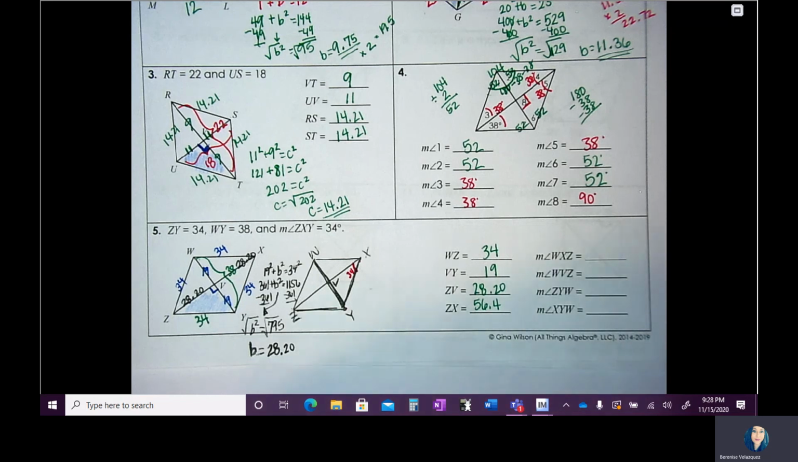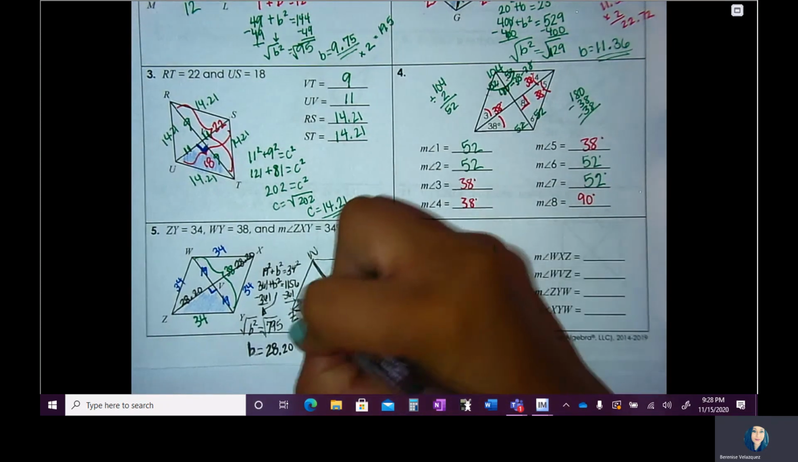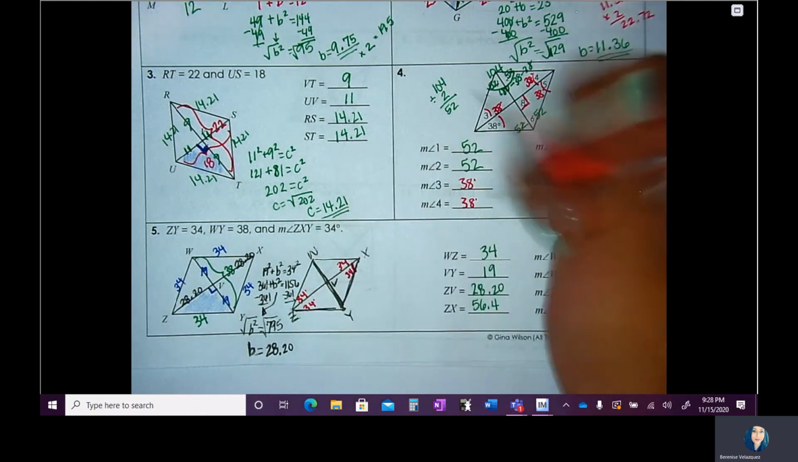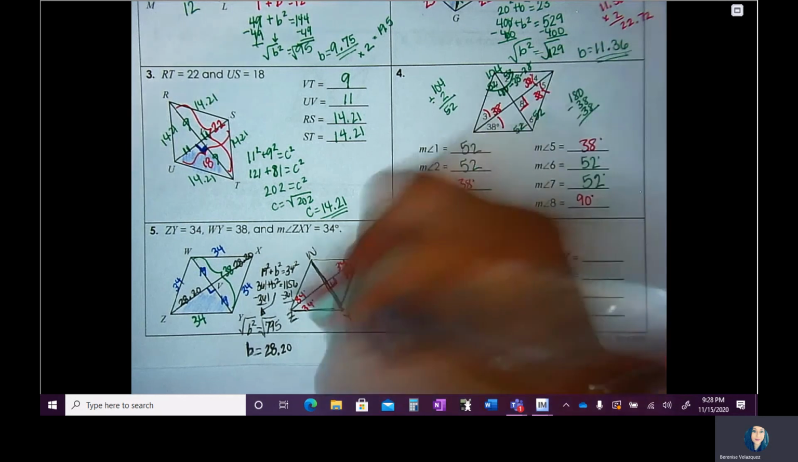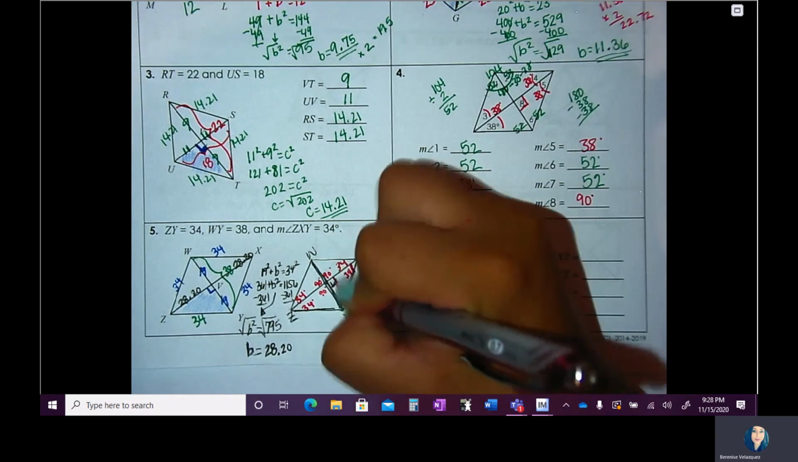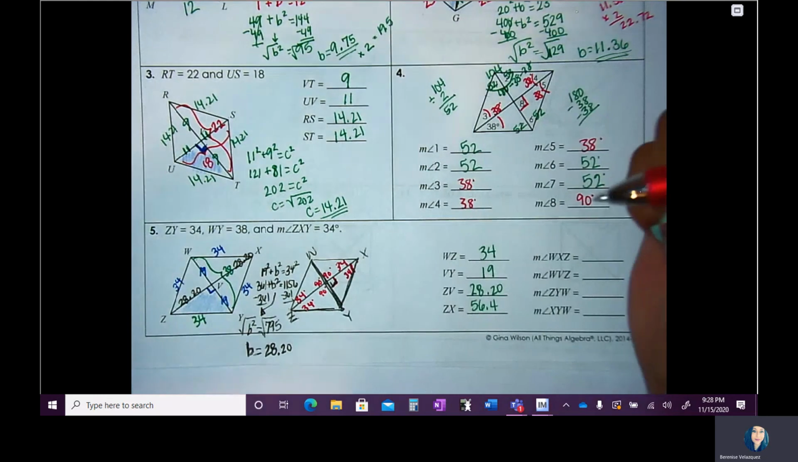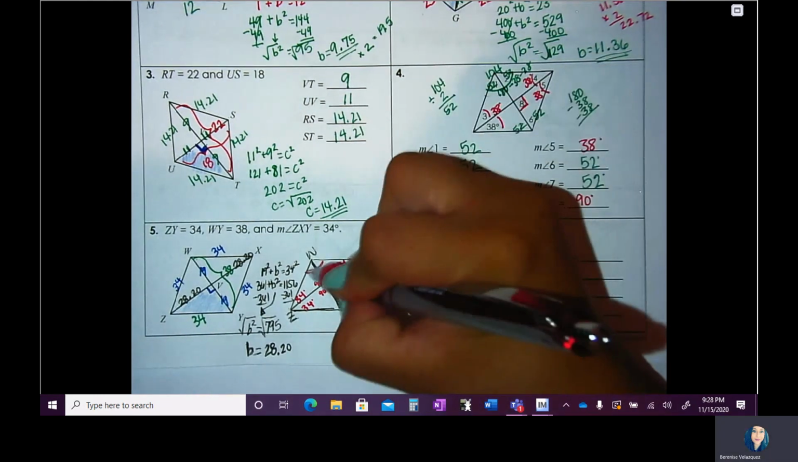Okay, so we're going to move on and concentrate on angles now. For my angles, I know that this is 34. I know that that's 34, this one's 34, this one's 34, and this one's 34. I know that this corner here is 90 degrees. So all of them are 90 degrees. I don't know if you caught that, but whenever one corner is 90, all 4 of them are.